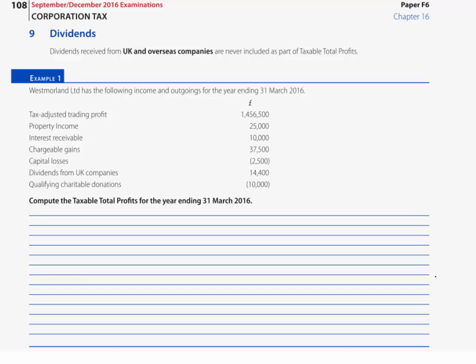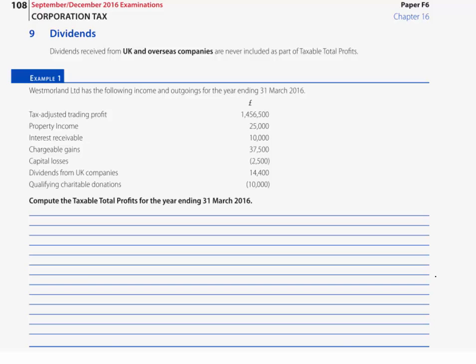Dividends, well, we know dividend income is exempt from corporate tax. It doesn't matter who it's come in from, whether it's UK or overseas, whether or not it's a related 51% group company, it is exempt. That therefore is to be excluded. It's never included in TTP.